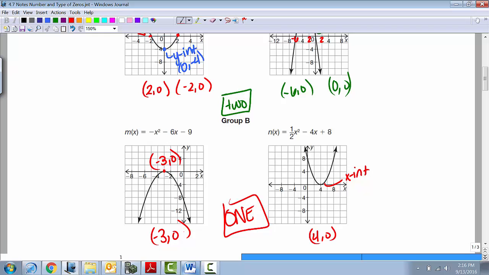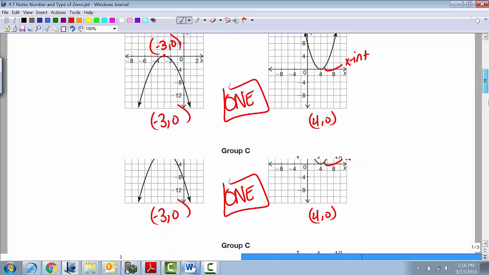What do you notice about group B, where the x-intercept is? Can anyone tell me for a prize? You've got to raise your hand, though. Nicole. It's got the maximum or minimum. What is that point all the way at the bottom called? It is your vertex, and that's huge to understand. If it's going to have an x-intercept at the vertex, there's only going to be 1.